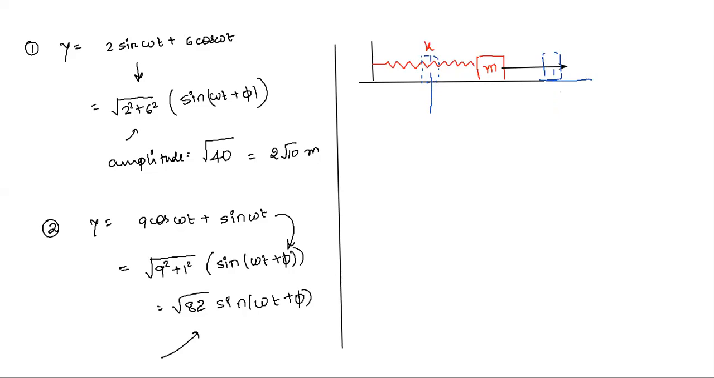See here, between two amplitudes, the body will start oscillating. So this is how an SHM of a block will take place.